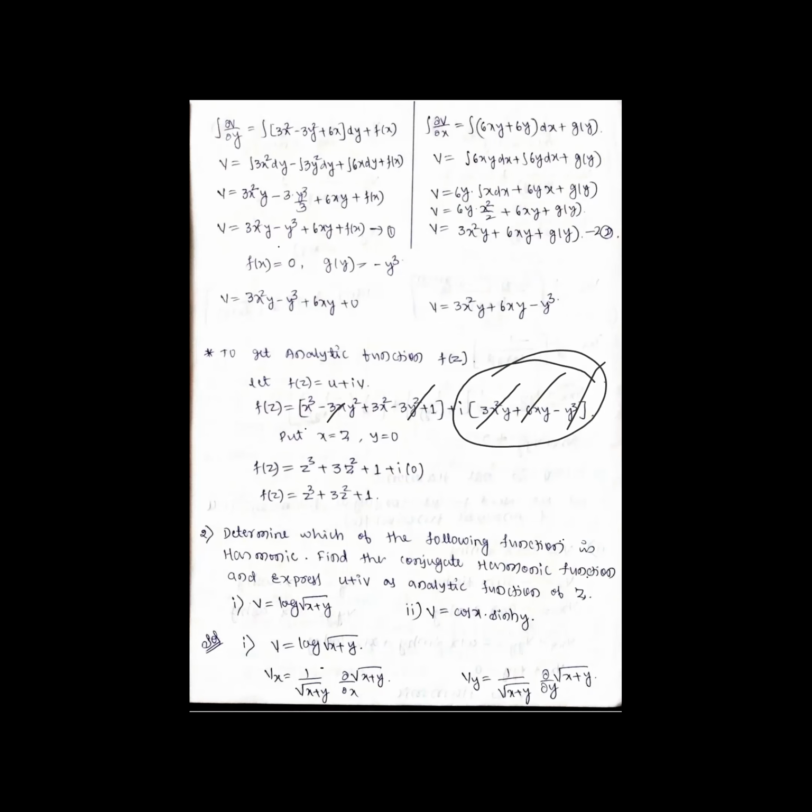So f of z is, you write it, given u. This is given v. So here substitute x equal to z and y equal to 0. So that is z cube, y is 0. So wherever y is 0, those terms are 0. So what x equal to z you substitute, z cube plus 3z square plus 1, and this entire thing will be 0. So what I am getting is z cube plus 3z square plus 1. This is what f of z is. Any doubts, friends?